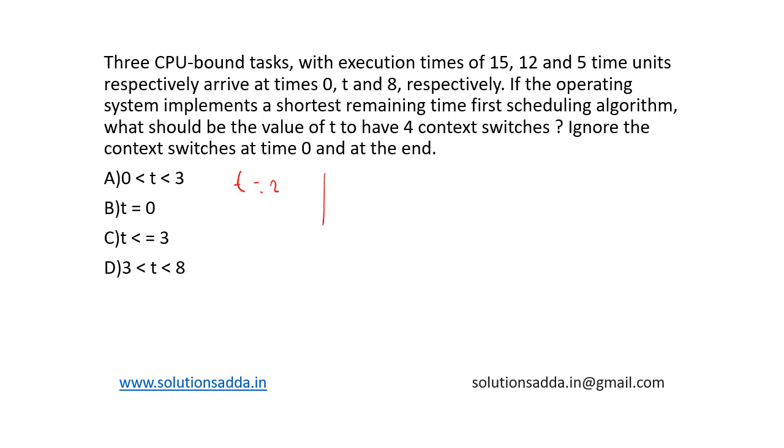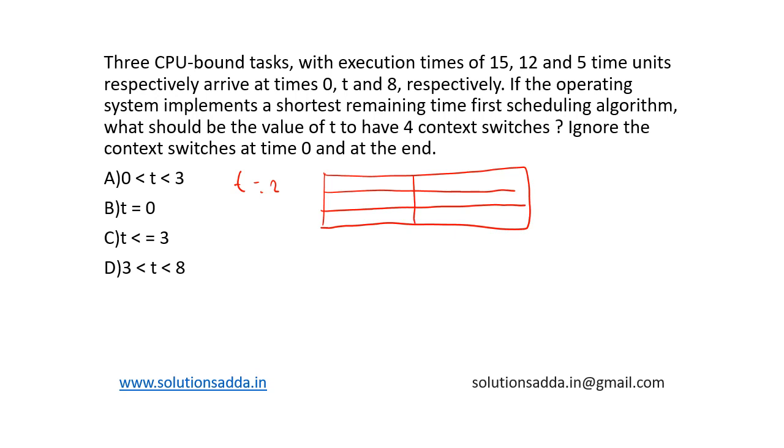So we have the time as follows. We have 3 processes and their arrival time and burst time when T equal to 2. Arrival times are 0, 2 and 8, and the burst times are 15, 12 and 5. Now let's draw the Gantt chart for this.